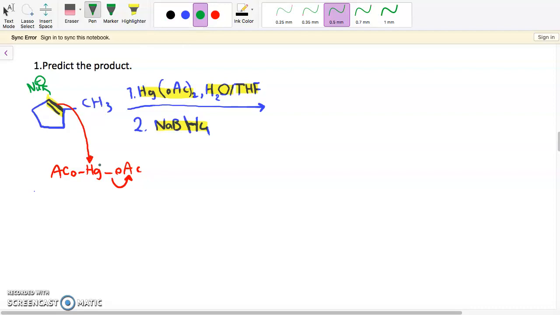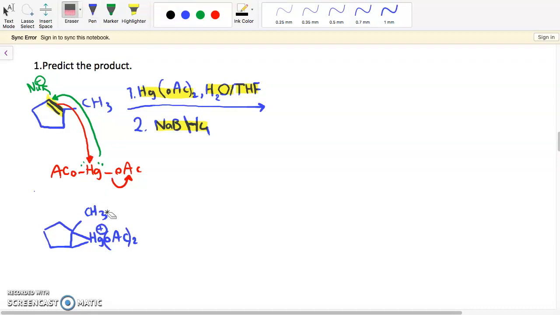And this is where it gets a little bit tricky because mercury also has lone pairs of electrons, so it's going to also attack one of these carbons, and this is how we get the bridge. So let's draw it. Oh, sorry, we lost one of the acetates.